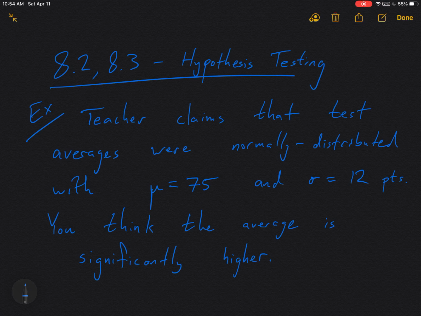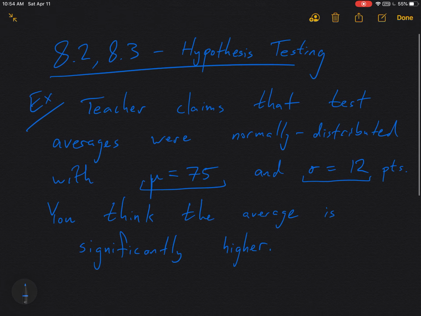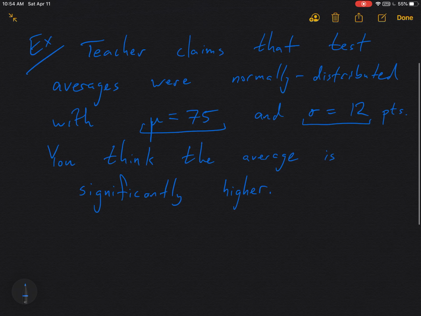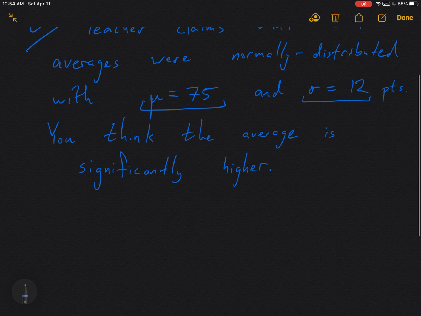So let's look at an example that I'm just going to make up. Here, a teacher is claiming that the test averages were normally distributed with a mean of 75 points and a standard deviation of 12 points. But you think that the average was significantly higher. So you've talked to your friends and they seem to all be getting really good scores, so you don't actually believe this teacher's claim. I'm just going to go through the procedure that was outlined on that last page.